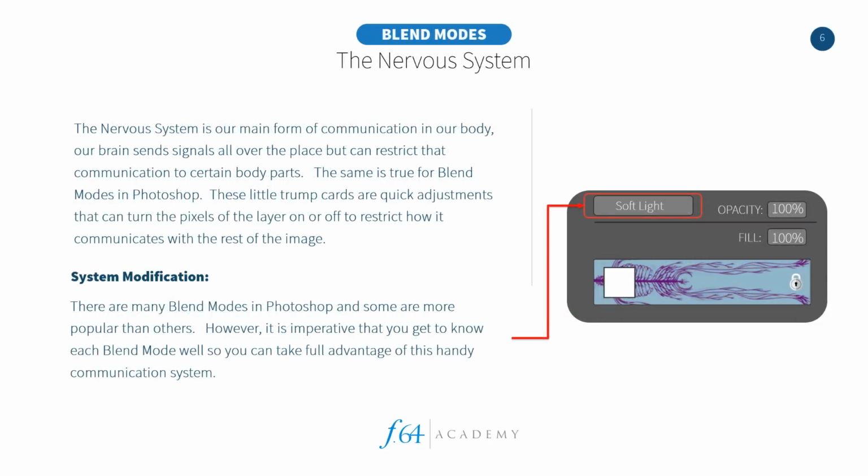The third system, the nervous system. The nervous system is our main form of communication from our brain through the rest of our body to communicate to certain parts. And the same thing is true for blend modes. These little blend modes that you have of soft light, normal, overlay, those things are basically a communication device that's built into a layer that allows it to turn certain pixels on or certain pixels off, depending on how that blend mode is told to interact with all the other pixels below it. So it's very much a communication system, the blend modes are.